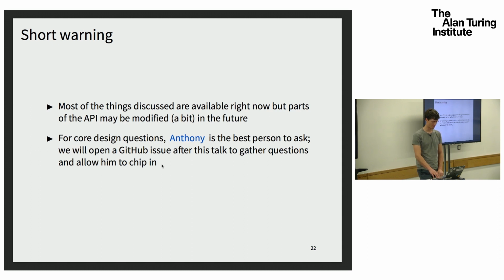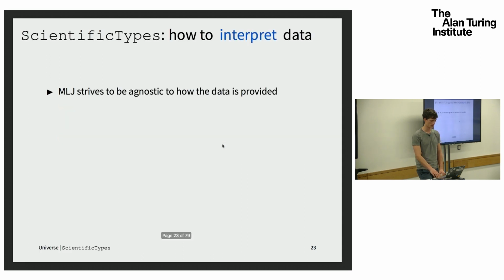So, for core design questions, Anthony is usually the best person to ask. I'm probably a good person to ask if you want to interface with MLJ, or if you just have general questions on how to do ML things in MLJ. But for specific design questions, like why did we do machines, as you'll see in a minute, just ask Anthony. And we'll open a GitHub issue. I think Sebastian may have already done that. There is a GitHub issue on the main repository, MLJ.jl, where you can ask further questions. So we'll add a FAQ style issue and we'll chip in. Whatever I can't answer today, we'll make sure that someone answers it in the near future.